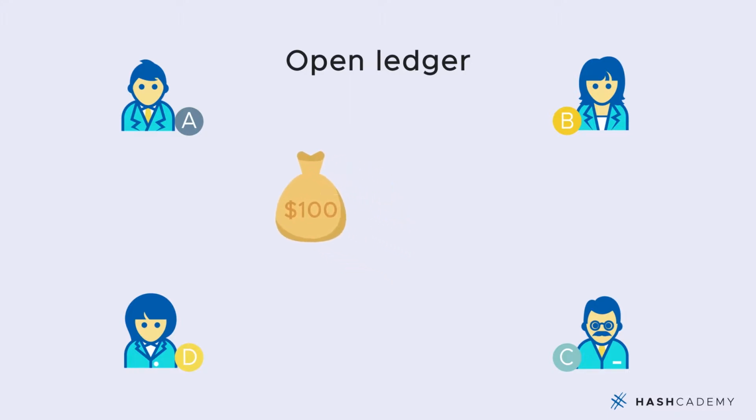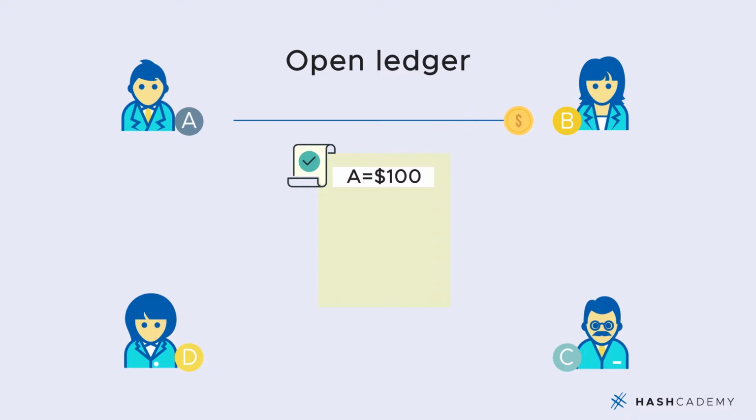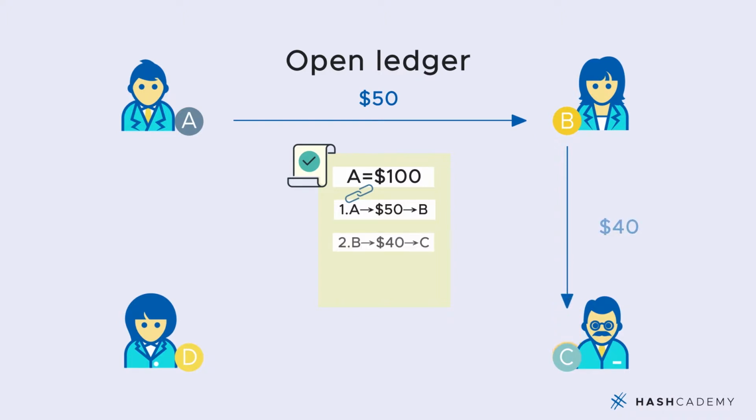At the start, let's assume that A holds $100. A then moves $50 to B. This is entered and then linked to the existing transaction on the ledger. Then let's say B moves $40 to C. We once again link this transaction on the ledger. And finally, C moves $30 to D and we end up with a chain of transactions.